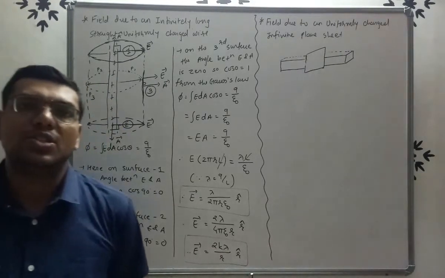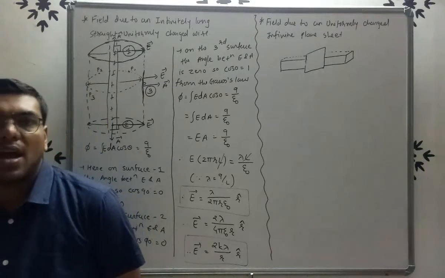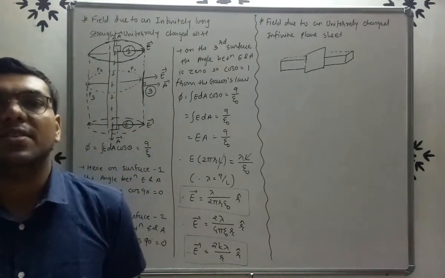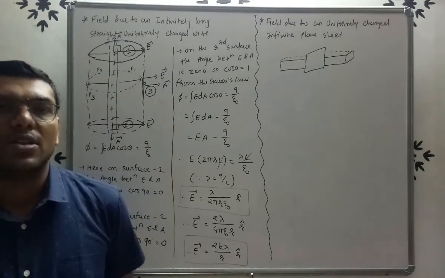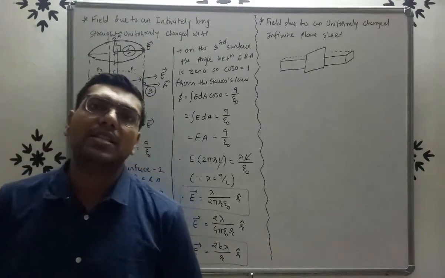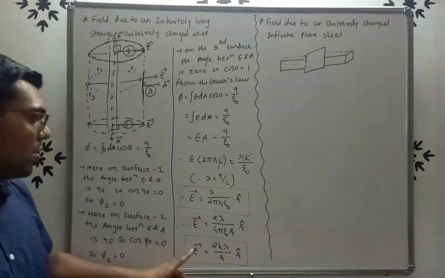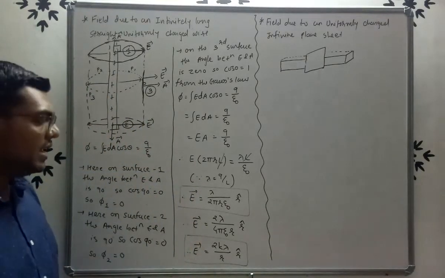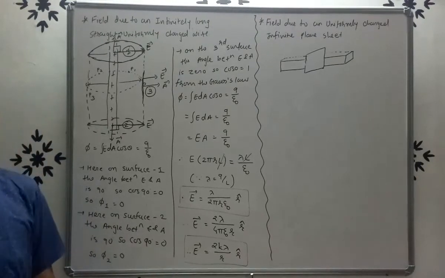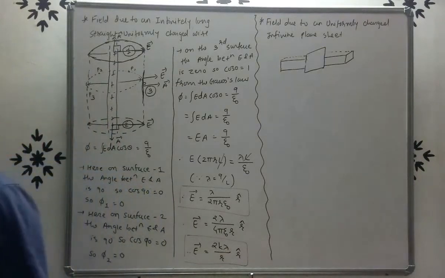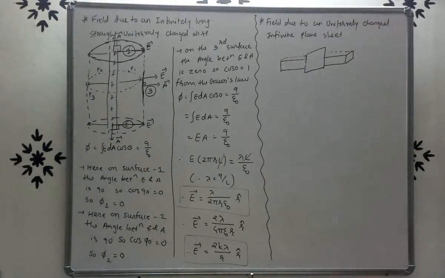So friends, you have to remember this formula of electric field of a uniformly charged infinite straight wire. For a uniformly charged infinite straight wire, the formula of electric field E is equal to 2k lambda upon r. Right? So you have to remember this equation. E is equal to 2k lambda upon r.